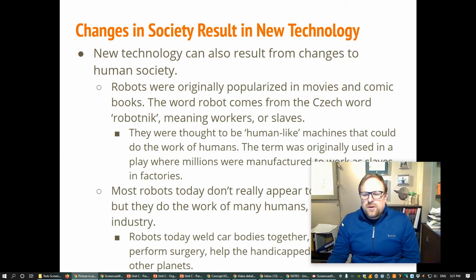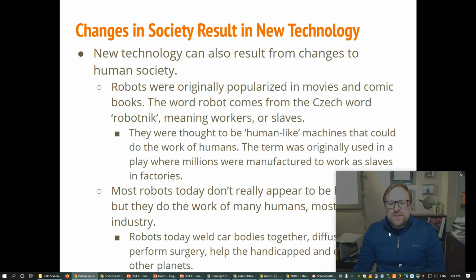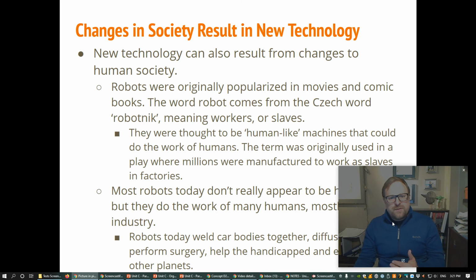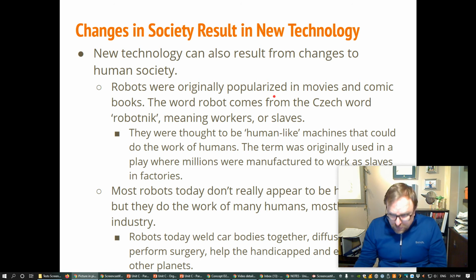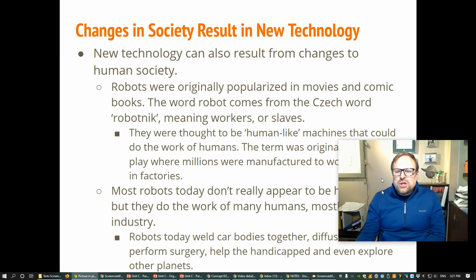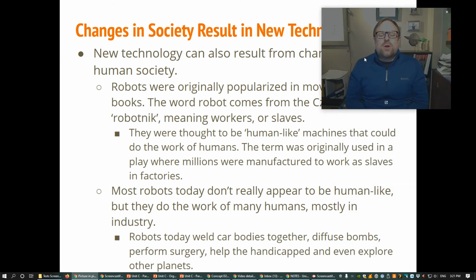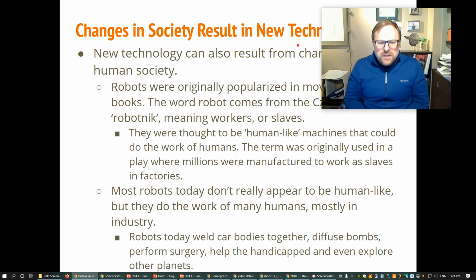New technology can also result from changes to human society. So science can drive technology, but society can drive technology as well. Robots were originally popularized in movies and comic books, and the word robot actually comes from the Czech word robotnik, which means workers or slaves. They were thought to be human-like machines that could do the work of humans. The term was originally used in a play where millions were manufactured to work as slaves in factories.